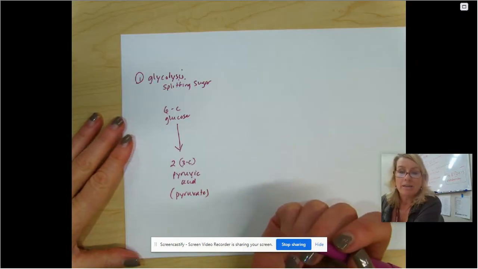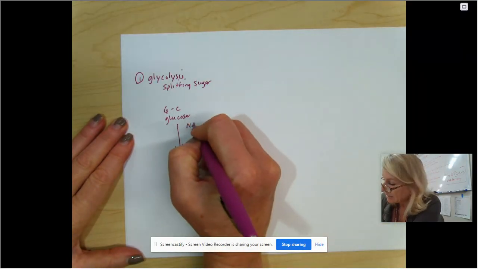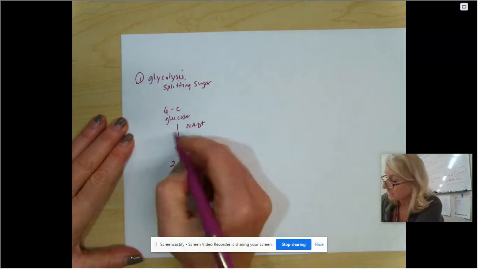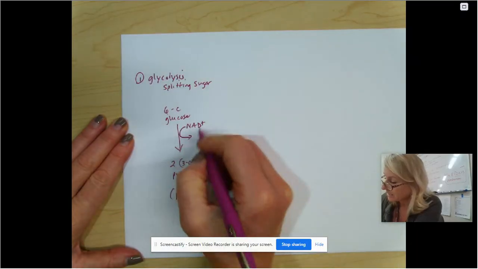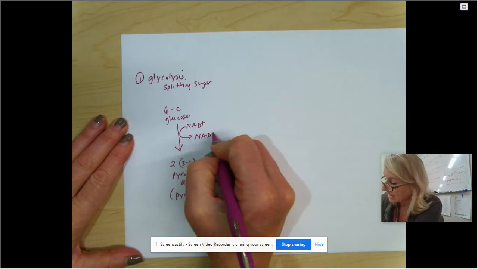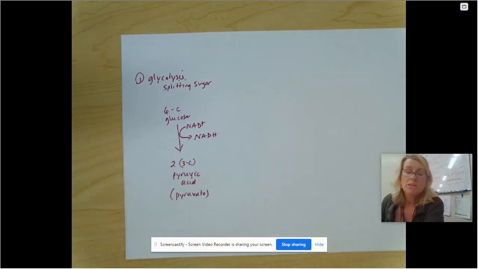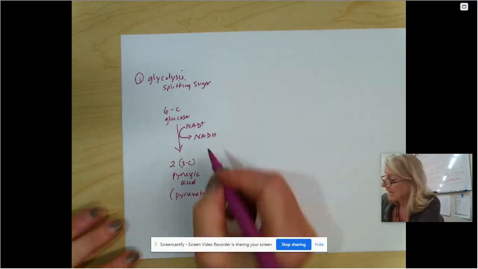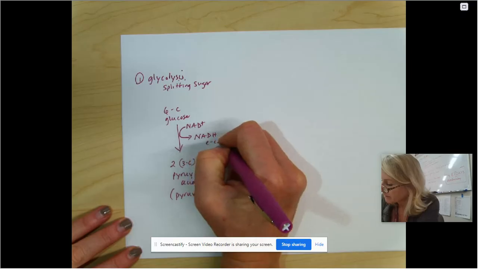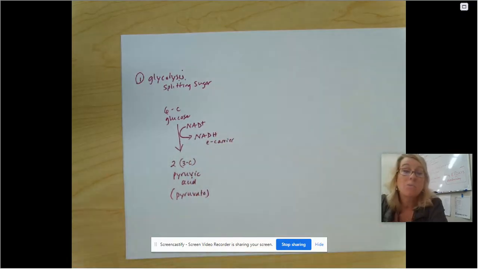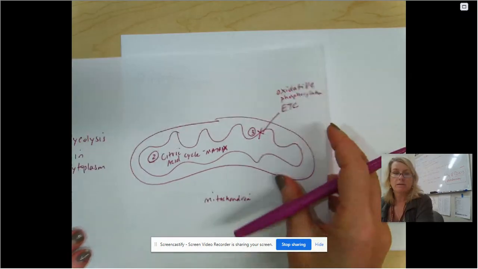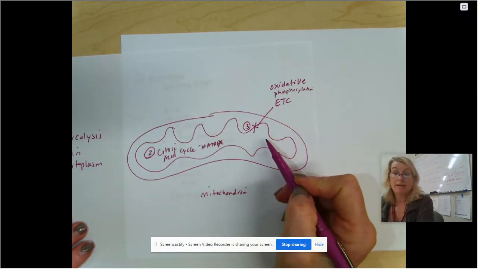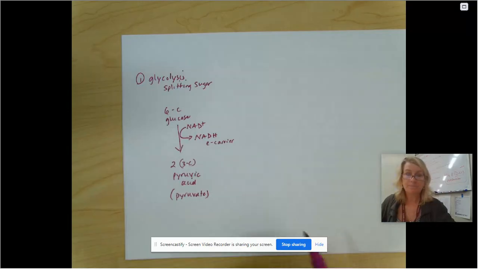And we have an electron carrier in this process called NAD+. NAD+ is going to take an electron from glucose, and it's going to turn into NADH. Okay, so we have reduced NAD+ when we oxidize glucose. And NADH is an electron carrier and has one job. NADH's job is to deliver the electron all the way over here to the ETC, if and only if oxygen is present.